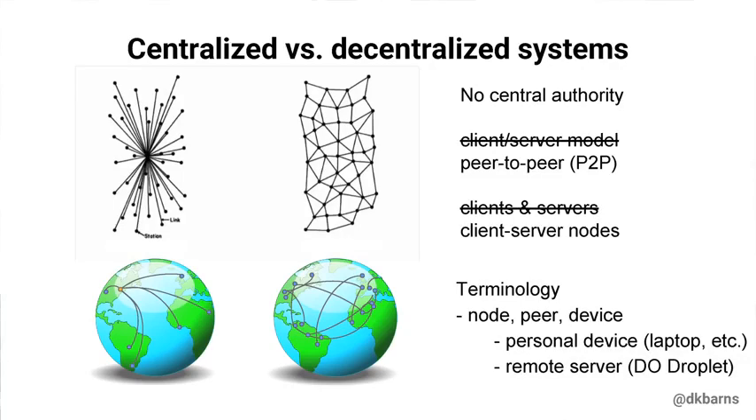First, just a terminology note. I may use node and peer and device interchangeably, but they all can refer to one of two things: either a personal device like a laptop or a remote server. It could be by DigitalOcean or Amazon or whoever.